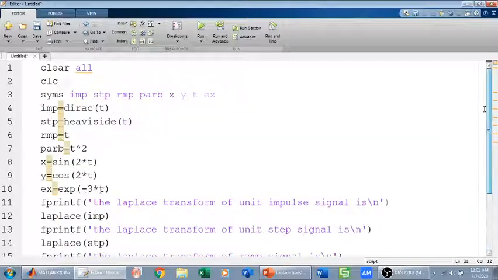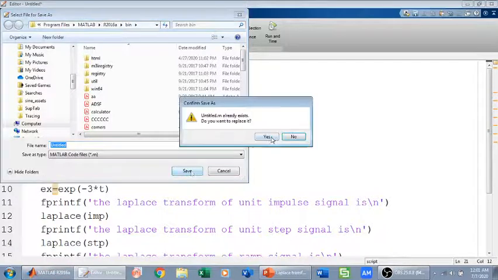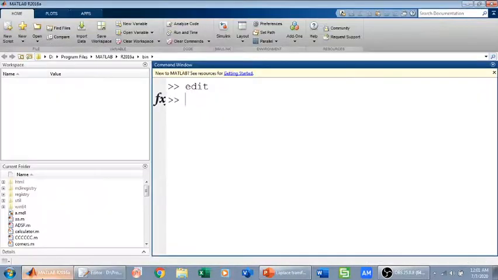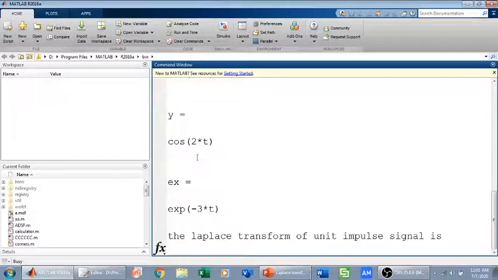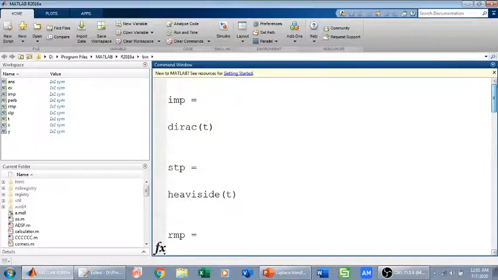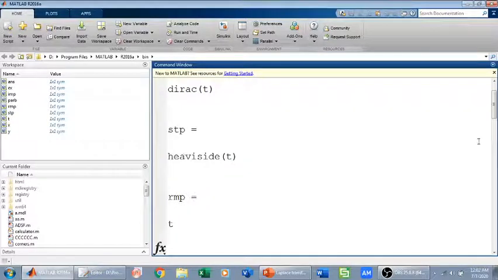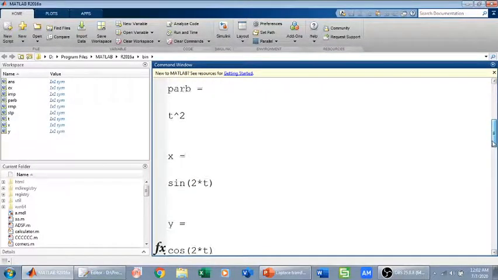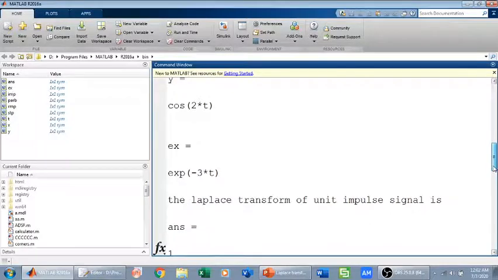So let me run this. Hopefully we will get the Laplace transform of all these signals. Let me save it. Hopefully in the command window we will get the Laplace transform of all these signals. So MATLAB is running. In just a few seconds we are going to get those functions and also their Laplace transform. So here we go. If we have a look, impulse is equal to dirac of t, step is equal to heaviside of t, which is the step function. Then we have ramp t, parabolic t square, x was the sine 2t, y was the cosine 2t, and ex was the exponential function.